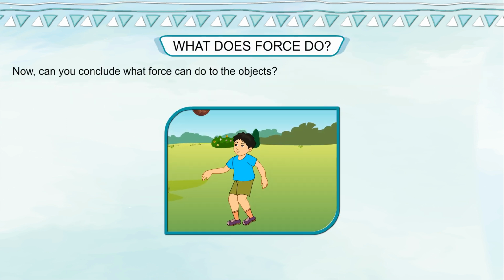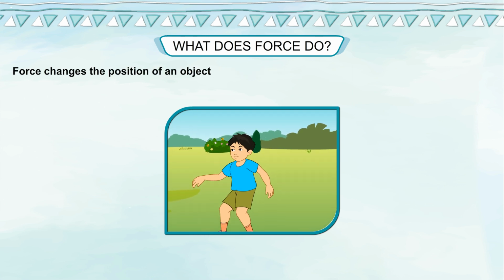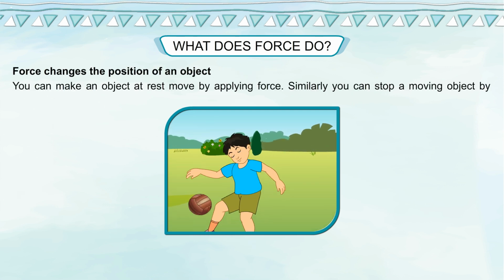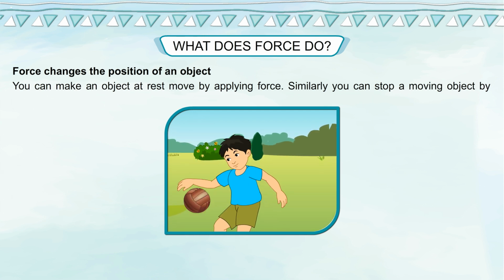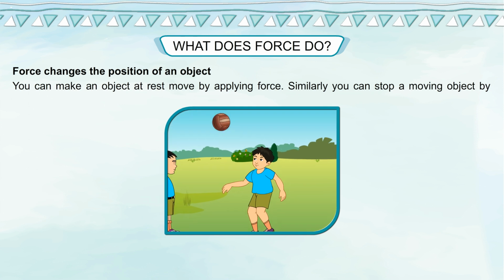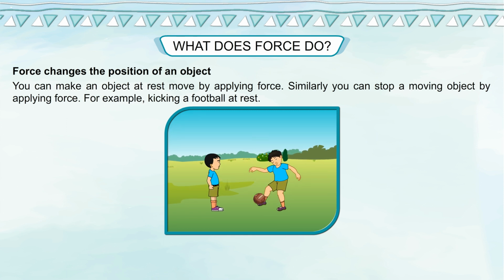What does force do? Now can you conclude what force can do to the objects? Force changes the position of an object. You can make an object at rest move by applying force. Similarly, you can stop a moving object by applying force. For example, kicking a football at rest.